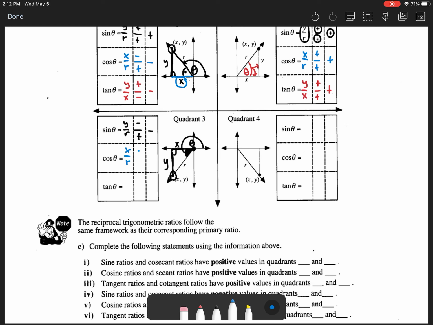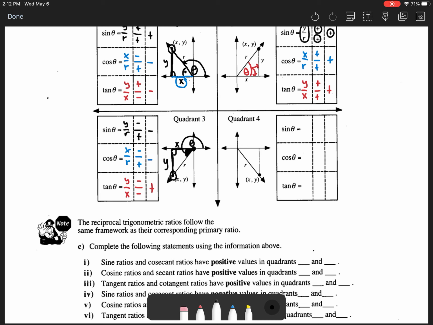Cosine is always x over r. The x dimension here is negative, r is positive, so cosine is also negative. Now tangent, the interesting one here, is always y over x, which in this triangle I've drawn is a negative divided by a negative, which actually gives me a positive value. So in quadrant 3, only tangent has a positive value.